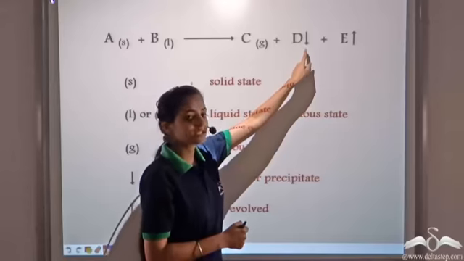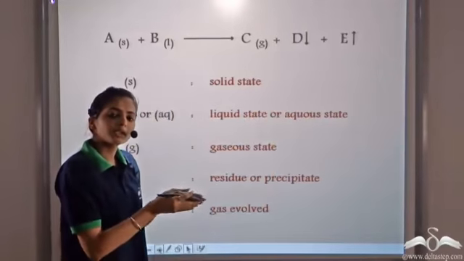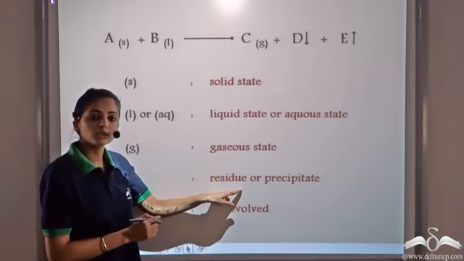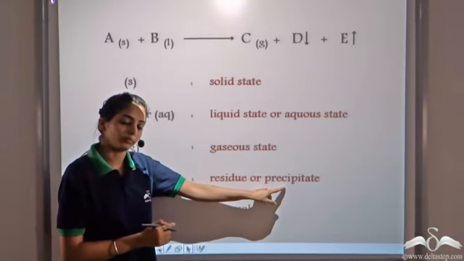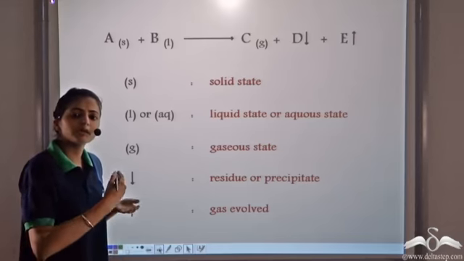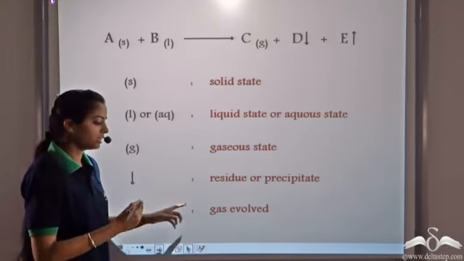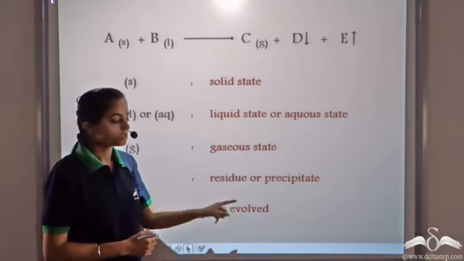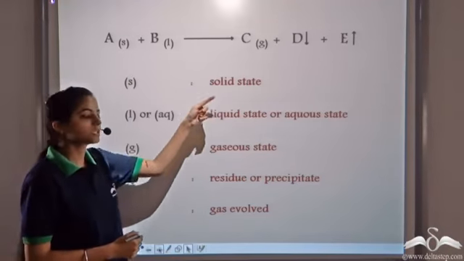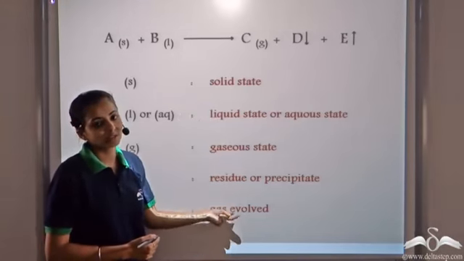A downward facing arrow. This shows that something is left, something remains behind. So this shows that a residue or precipitate is being formed. And when you see an upward facing arrow, this means that something is escaping out. So that means a gas is being evolved. So if you see signs like this in a chemical equation, they show the states in which these reactants and products are.